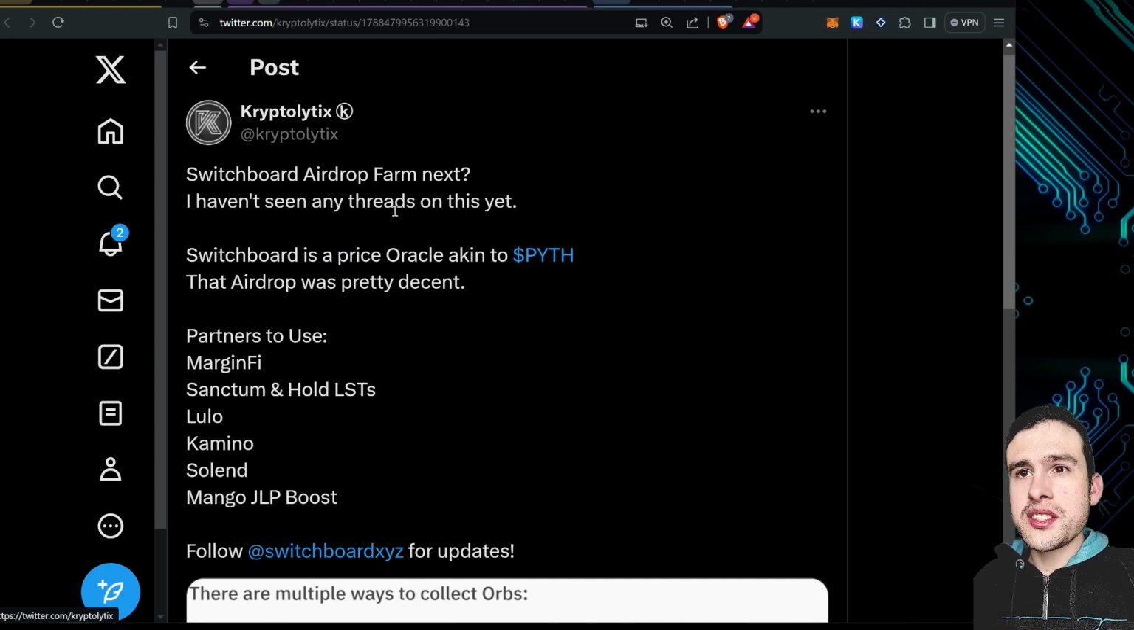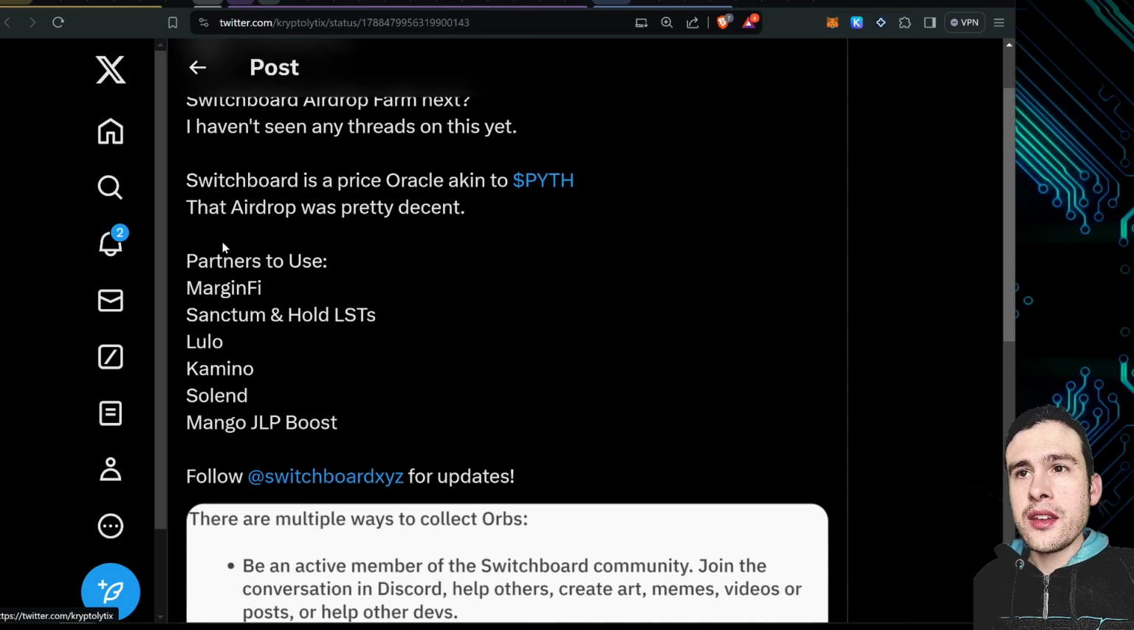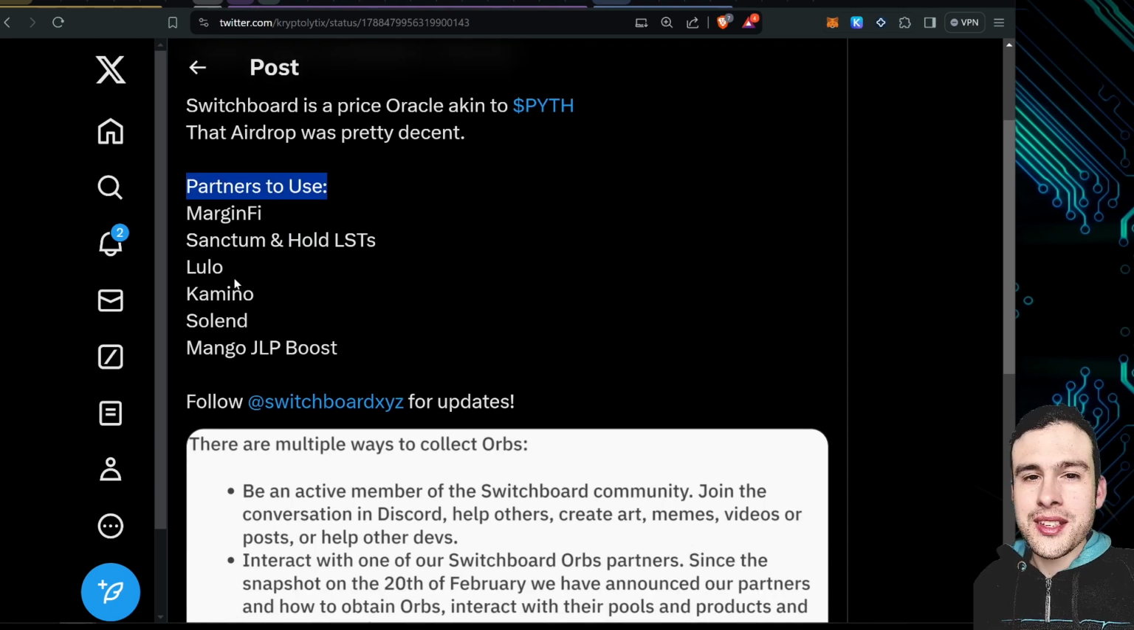So again, Switchboard is an oracle akin to Pyth, and the Pyth chart looks pretty bad at the moment. It's just like a big upside down U right now, probably because there's a big token unlock coming, so people are pre-selling that. But these are the partners to use. And these guys don't have a token yet, so it's always worth doing this. But you're probably already using most of these anyway, right? So MarginFi, if you use MarginFi, you might be getting orbs from that. Sanctum, so that would be using their swap within Sanctum or holding the LSTs. I don't know if just holding the LSTs is enough, but at least the swaps within there, hopefully.